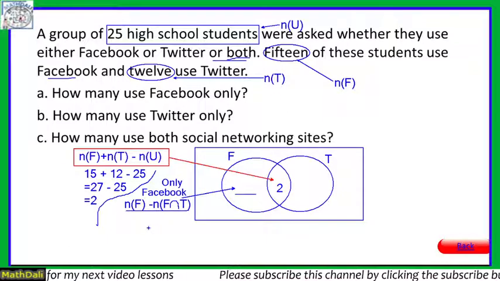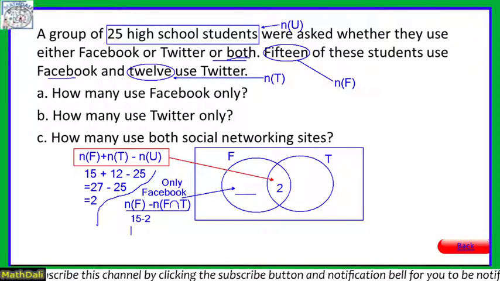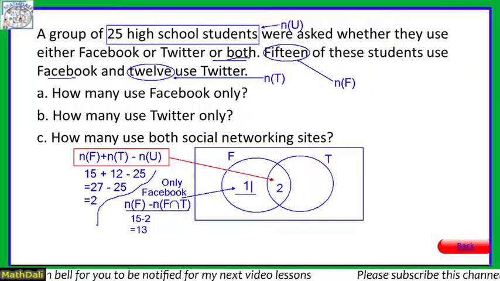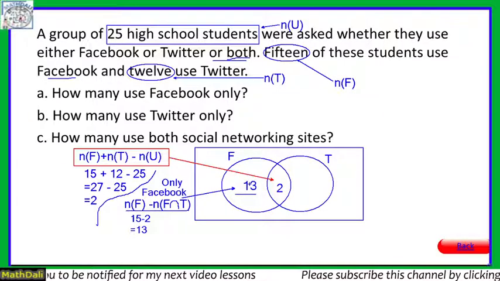So that will be 15 minus yung intersection na 2. And that will be equal to, we have 13. So yun yung ilalagay na natin dito. We have 13. So 13 plus 2, still 15 pa rin yung ating student na gumagamit ng Facebook.